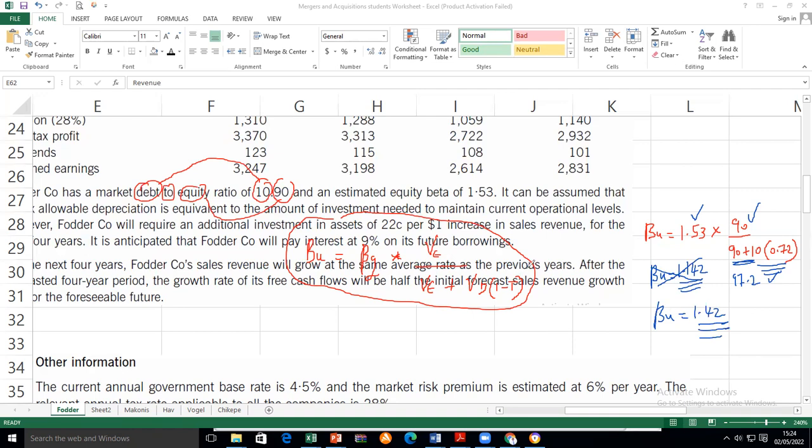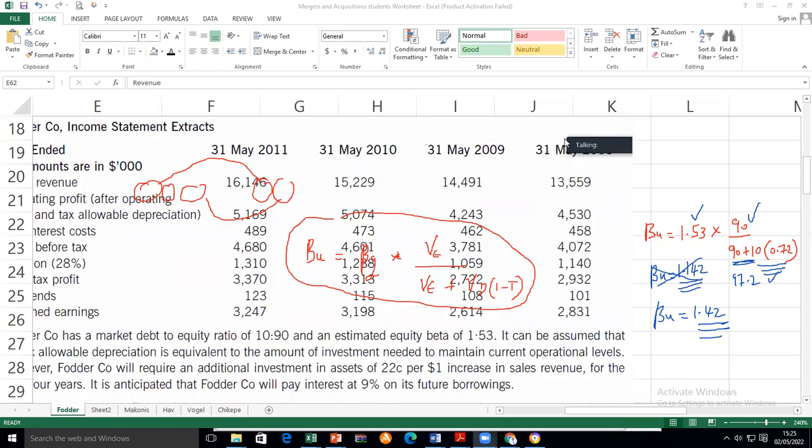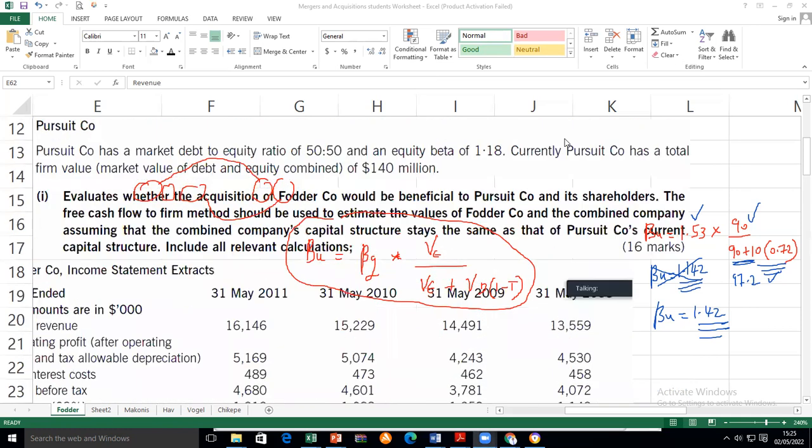Now, some of us may not be happy about that. Okay, we'll give you another chance. There's another one here, for Pursuit. Let's look at Pursuit. The equity beta is 1.18. Their capital structure, debt to equity, is 50-50.